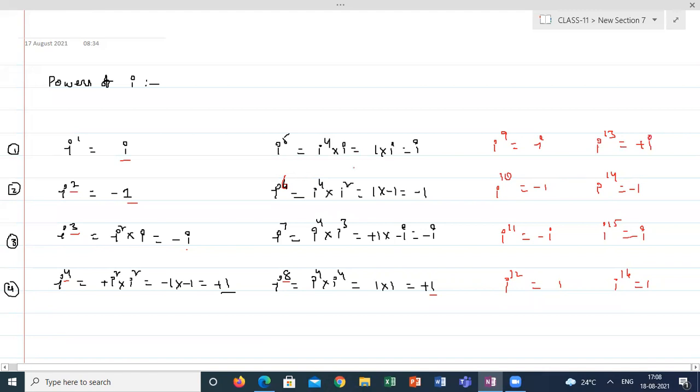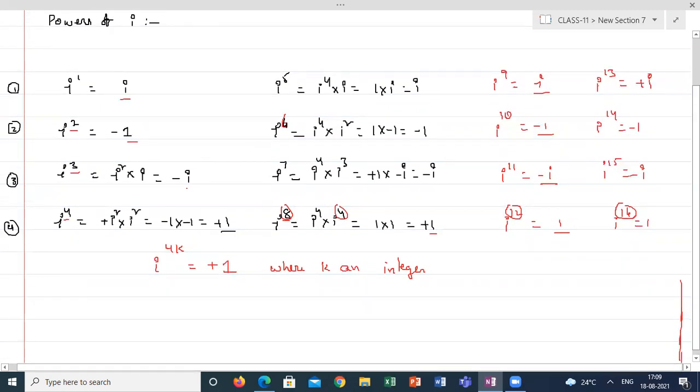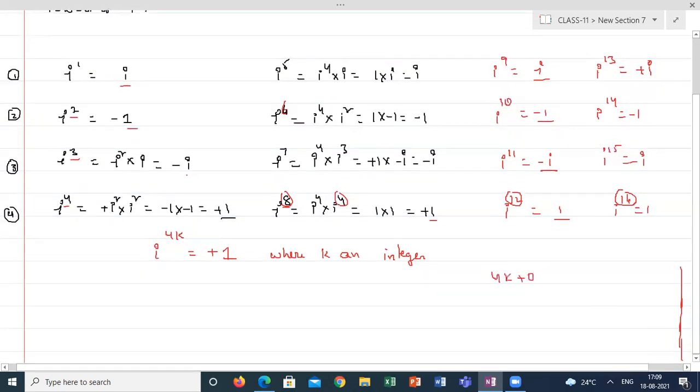So how do we frame a common equation? When do I get i, when do I get minus 1, when do I get minus i, when do I get plus 1? If you see these, these are all multiples of 4. So i power 4k is equal to plus 1, where k is an integer. Remember, any number can be written in 4 ways: 4k plus 0, 4k plus 1, 4k plus 2, 4k plus 3.